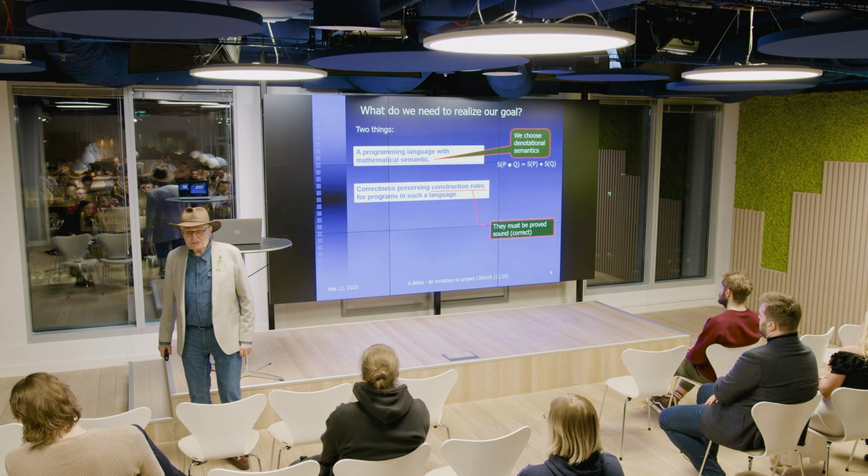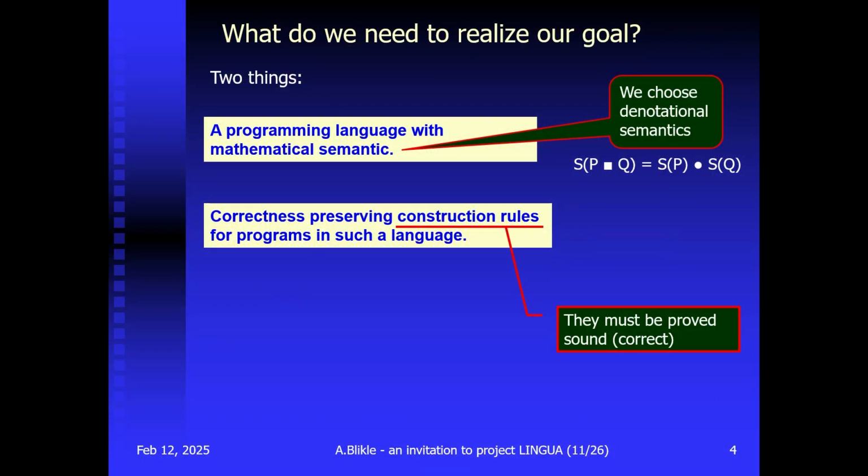Once we have a language with mathematical semantics, we won't prove the correctness of our programs, but we have to prove the soundness of our rules. We have to prove sort of a meta-theorem, which says that if we are given, say, 2 programs that are correct, and if we put them together according to the rule, then the result will be correct.